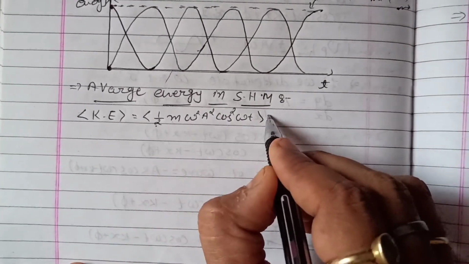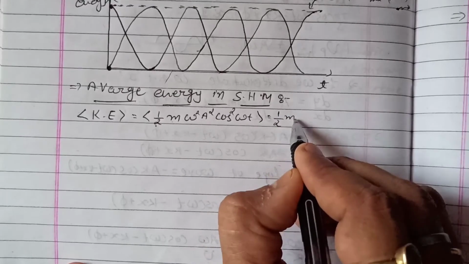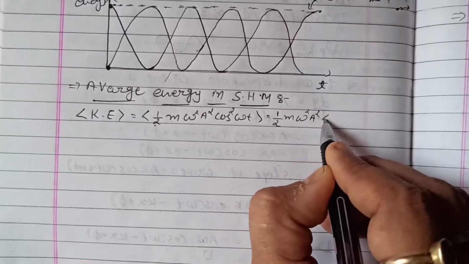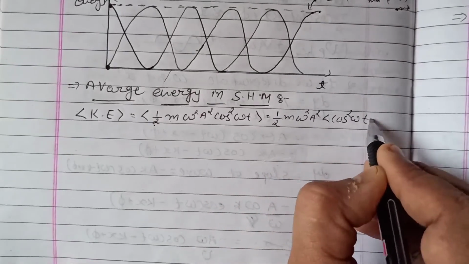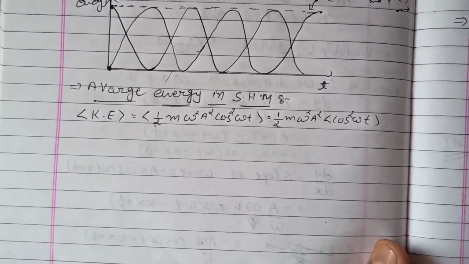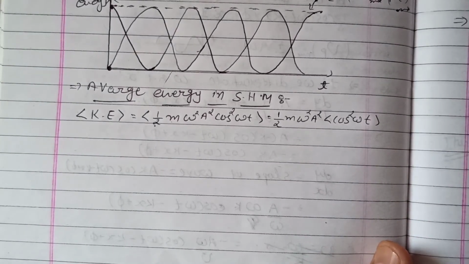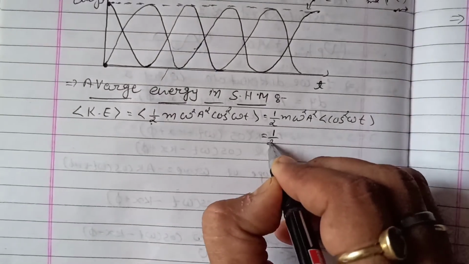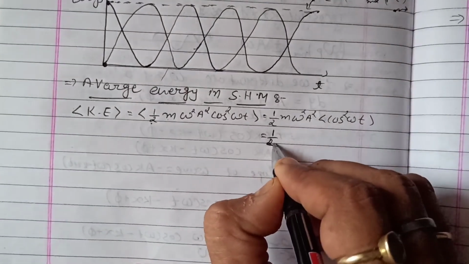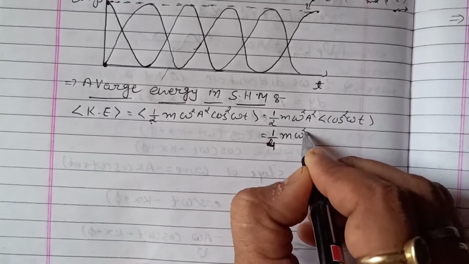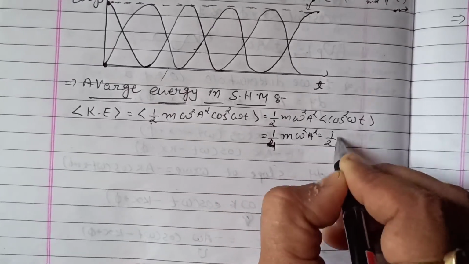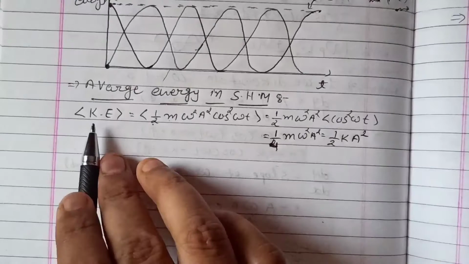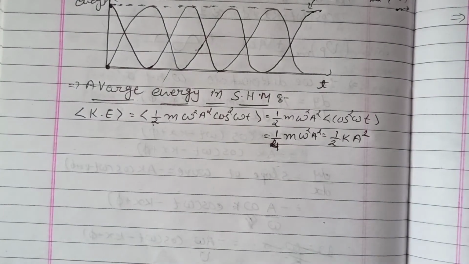1/2 m omega square a square is constant, so we take it outside the average. Now the average of cos square omega t, the mathematical step: the average of cos square theta, or of sin square theta, is always 1/2. So 1/2 times 1/2 is 1/4, it is m omega square a square, and this is 1/2 k a square. So this is the value of the average kinetic energy.